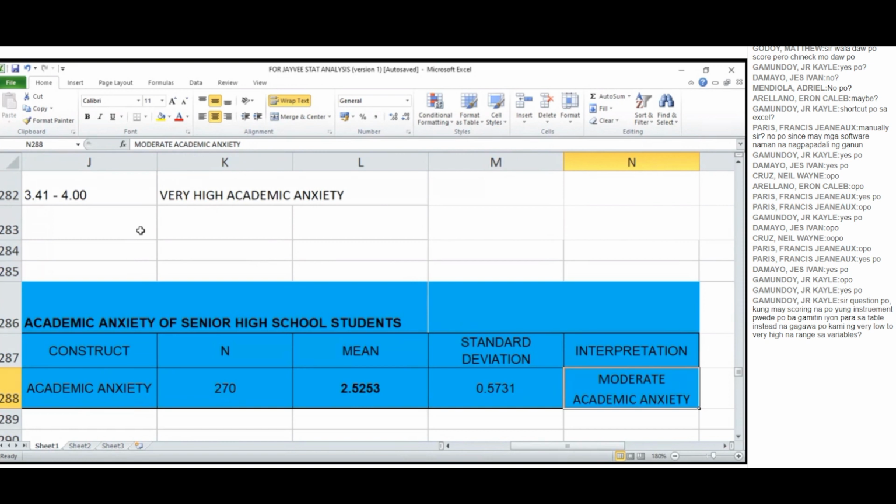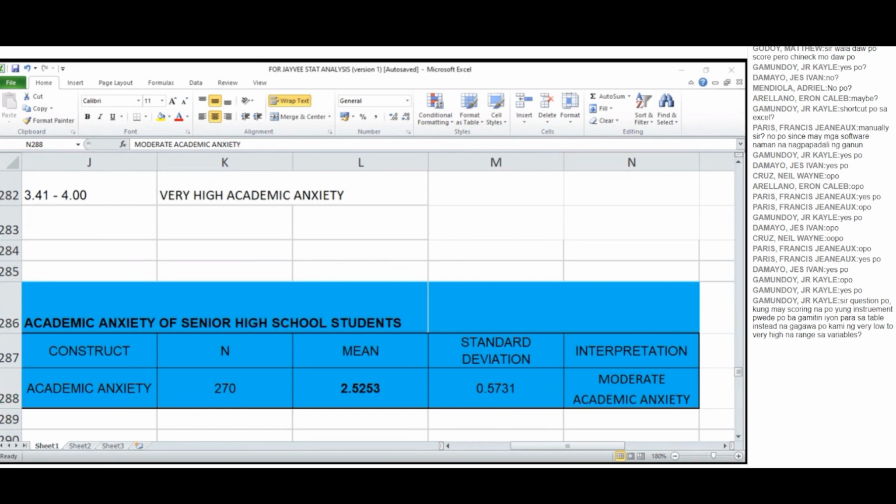So again, you have to process this, then comprehensively explain, and then you have to connect this to your literature. Or other literatures telling that students in the senior high school have moderate academic anxiety. Yung iba bang mga literature sinasabi it's high, it's low, and so on. So you have to compare it with your literatures.